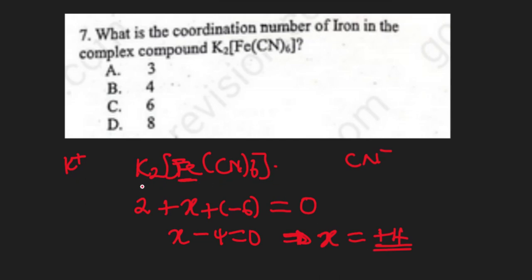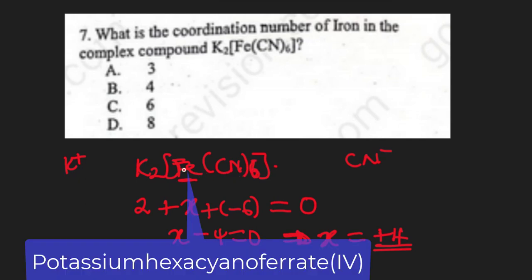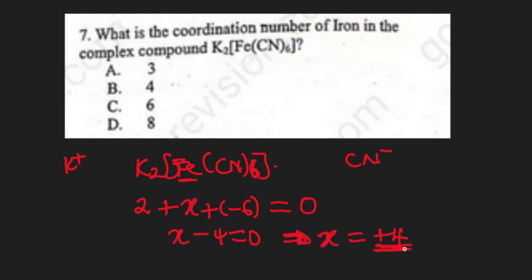This complex name is potassium hexacyanoferrate 4, because we've calculated the oxidation state to be 4. It becomes hexacyanoferrate 4. So our best option is B.